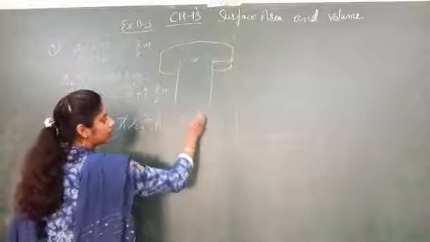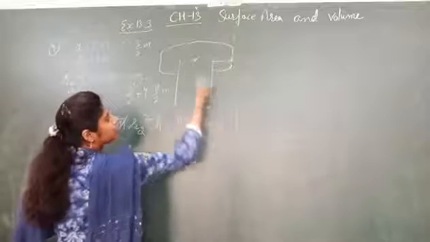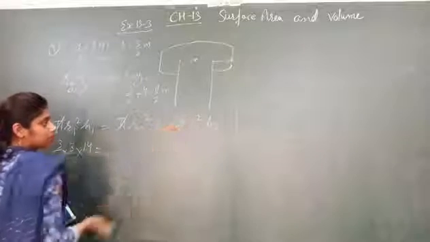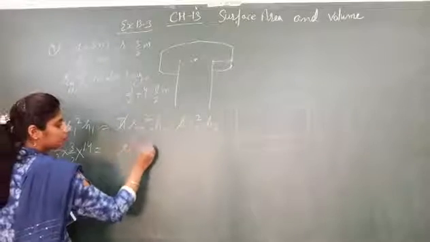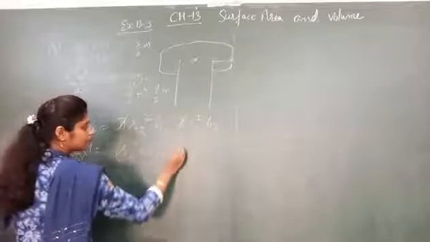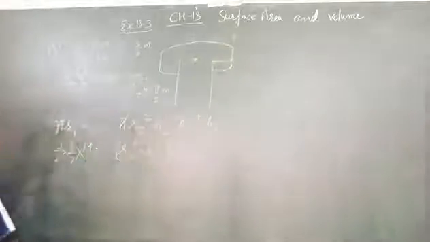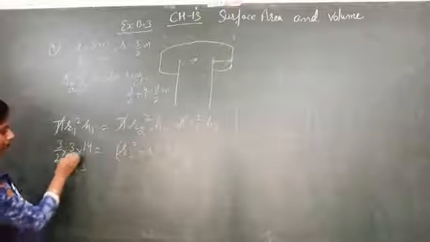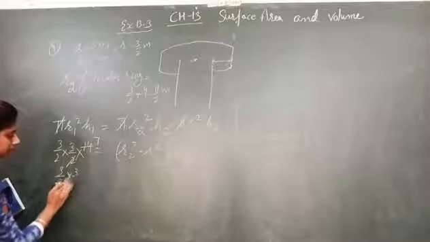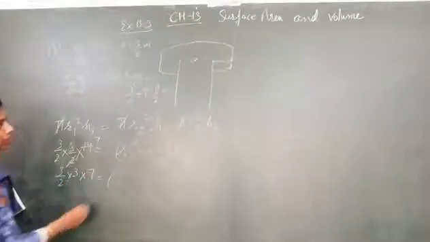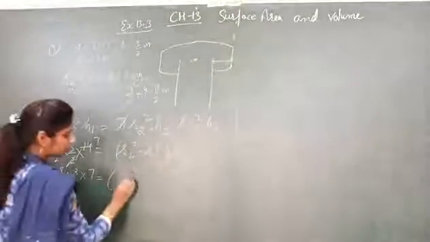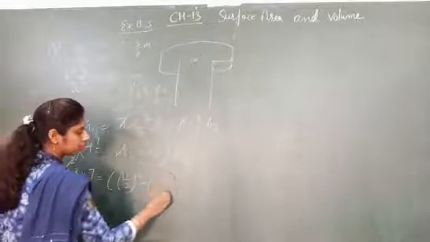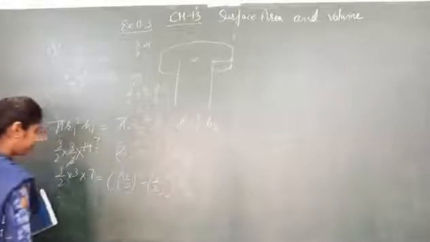Pi r1 square, but the height will be h2. Clear? So r2 square minus r1 square into h2. Simplify it. 3/2 into 3/2, or you can write here 7. R2 is 11/2 square. R1 is 3/2 square into h2.